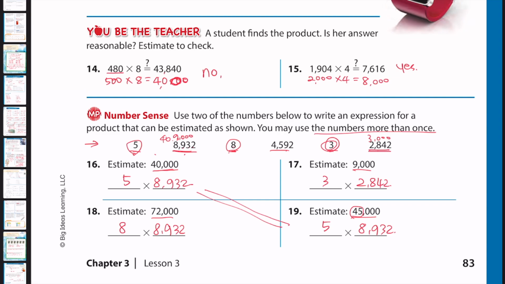40,000. Oh, here you go. 8 times 5,000, right? Well, how about that? 8 times 5 is what? 40, and then 3 zeros. Oh, okay, this is closer. So I'm going to erase this one as what? 8 times 4,592. Everything else is the same, like 5 times 8,932.